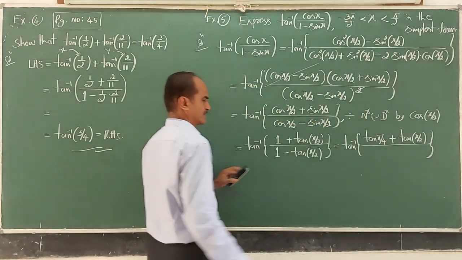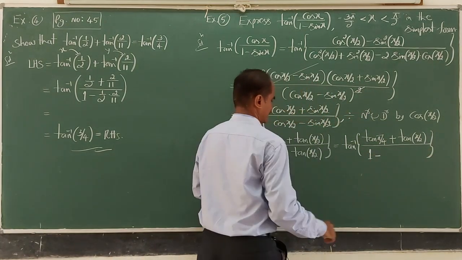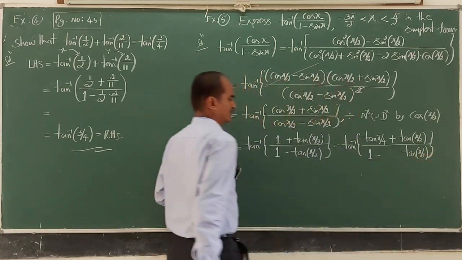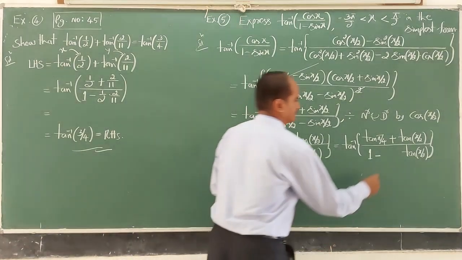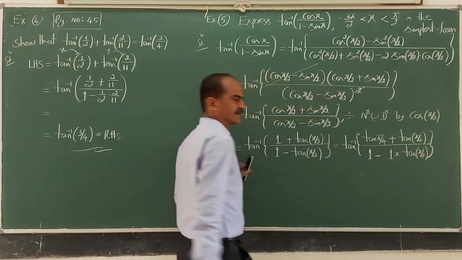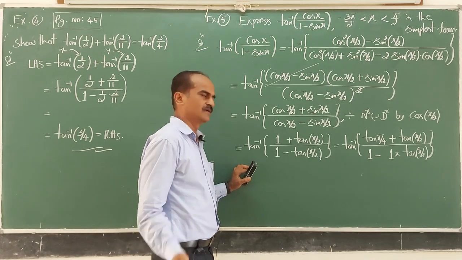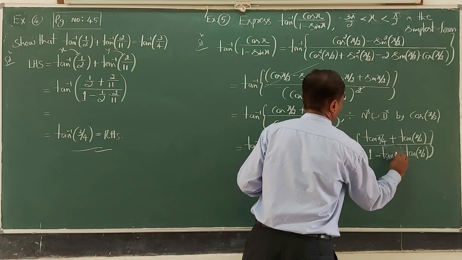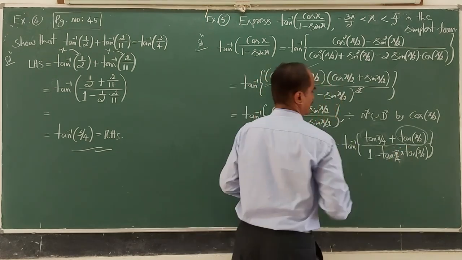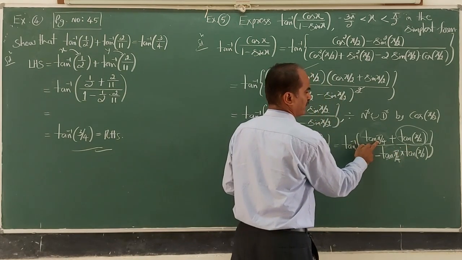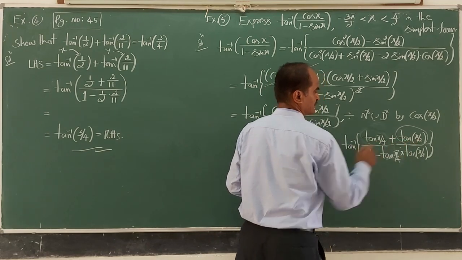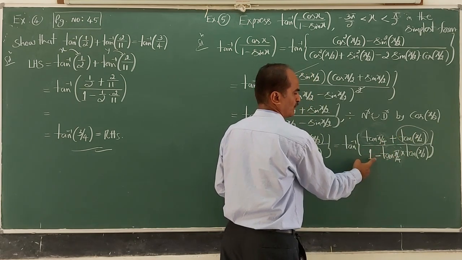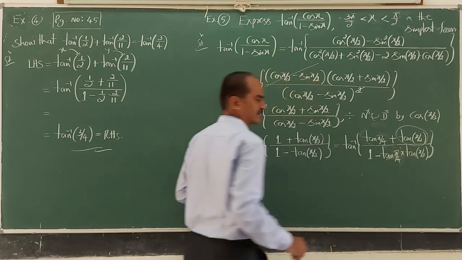In the denominator, 1 minus tan x by 2 is there. Now, this tan x by 2, without changing its value, I can write it as 1 into tan x by 2. I will replace that 1 with what? Tan pi by 4. Now you consider pi by 4 as A, x by 2 as B. What it becomes? Tan A plus tan B by 1 minus tan A into tan B.